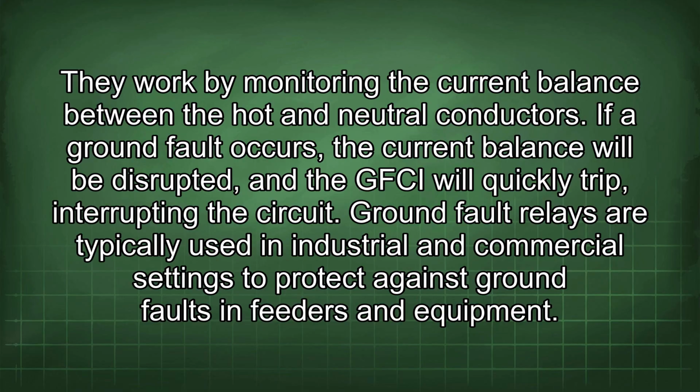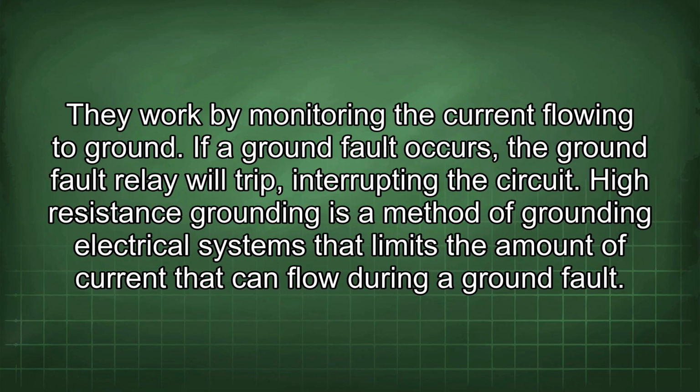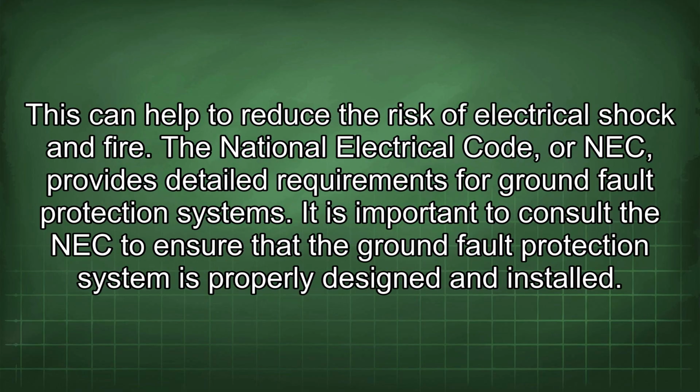Ground fault relays are typically used in industrial and commercial settings to protect against ground faults in feeders and equipment. They work by monitoring the current flowing to ground. If a ground fault occurs, the ground fault relay will trip, interrupting the circuit. High resistance grounding is a method of grounding electrical systems that limits the amount of current that can flow during a ground fault. This can help to reduce the risk of electrical shock and fire.